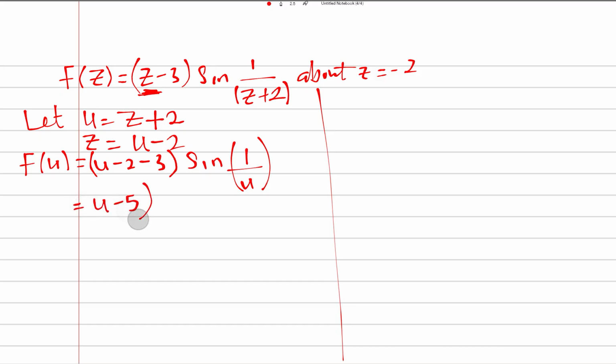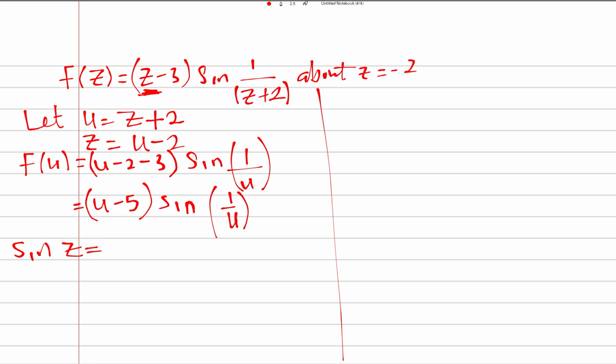Are you seeing? u minus 5, then sine 1 over u. So now you can see I have gotten this. So I'll now apply my series expansion for sine. Don't forget I told you that sine z is odd.